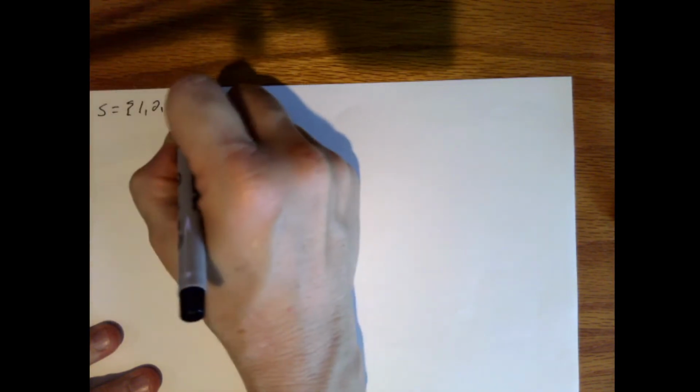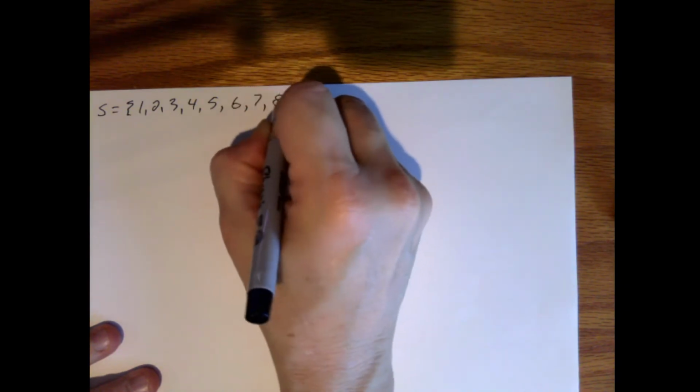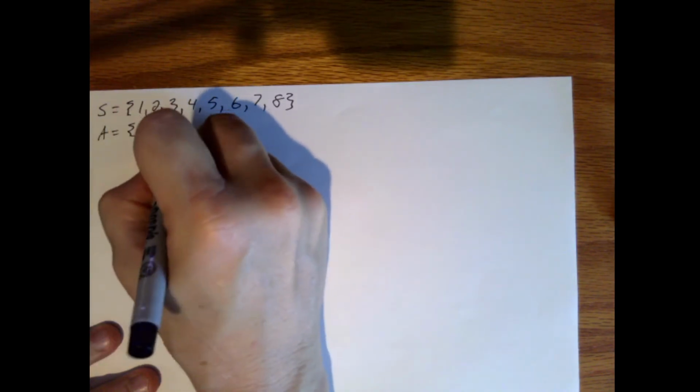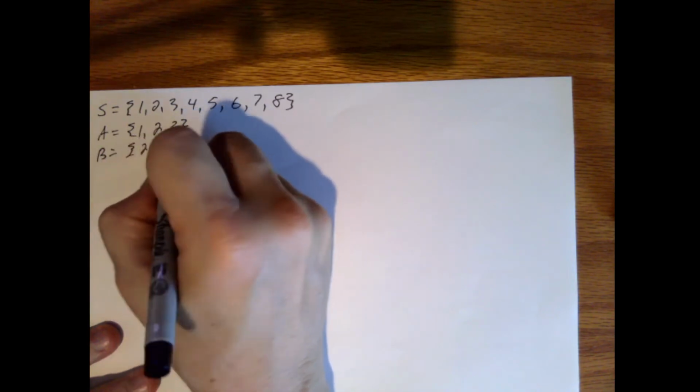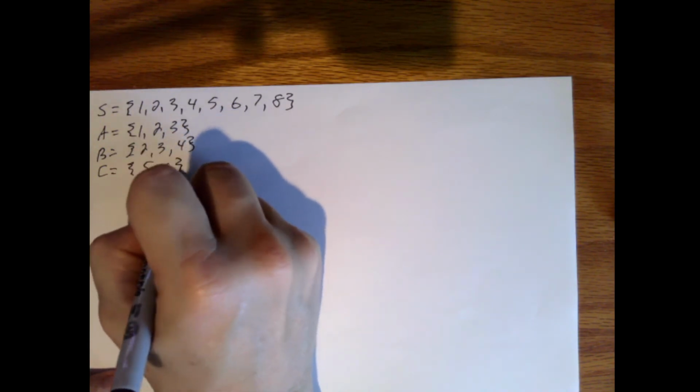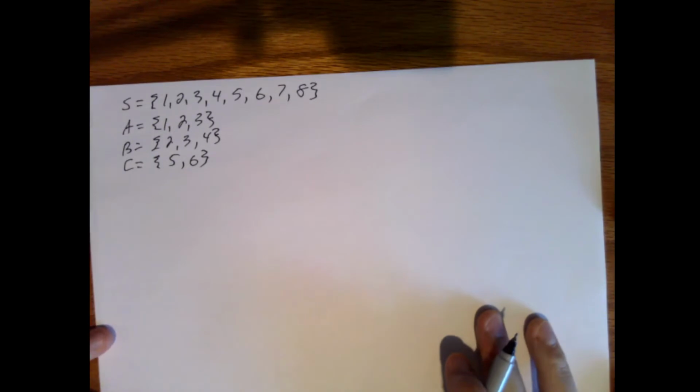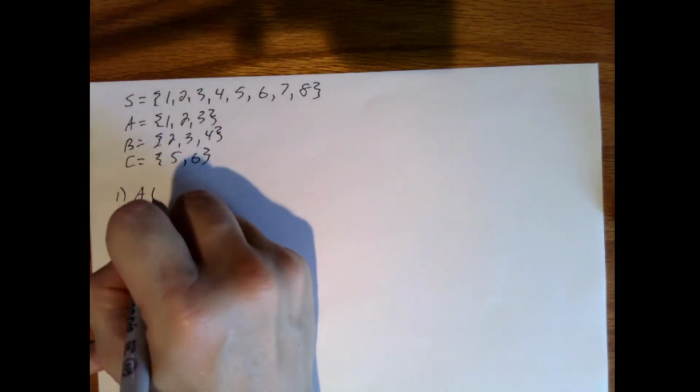So we'll say that S is the set 1, 2, 3, 4, 5, 6, 7, 8. And we'll say A is equal to the set 1, 2, 3. B is the set 2, 3, 4. And C is the set 5, 6. Okay? So let's find A union B.